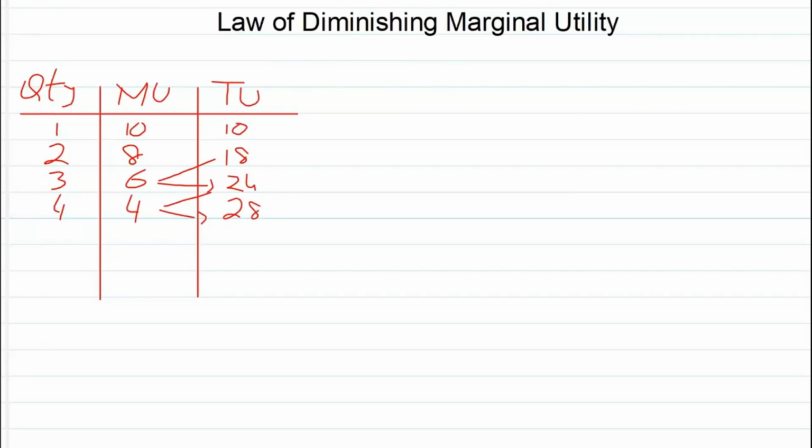And on the fifth unit, his marginal utility will further fall, but total utility is still rising. 28 plus 2 will be 30. And on the sixth unit consumed, marginal utility is 0. It means the sixth unit is giving no satisfaction to the consumer, and his total utility will remain the same, like 30 plus 0 is equal to 30. And on the seventh unit consumed, his marginal utility will be negative, and his total utility will fall because 30 minus 2 will give us 28. So this is how marginal utility and total utility can be compared with this schedule.